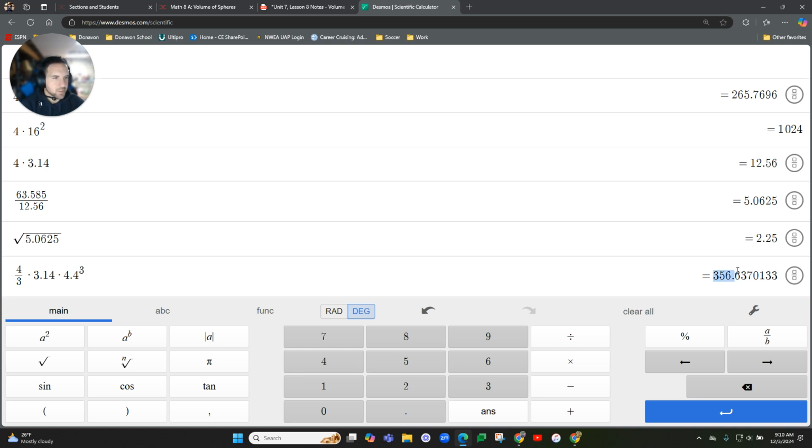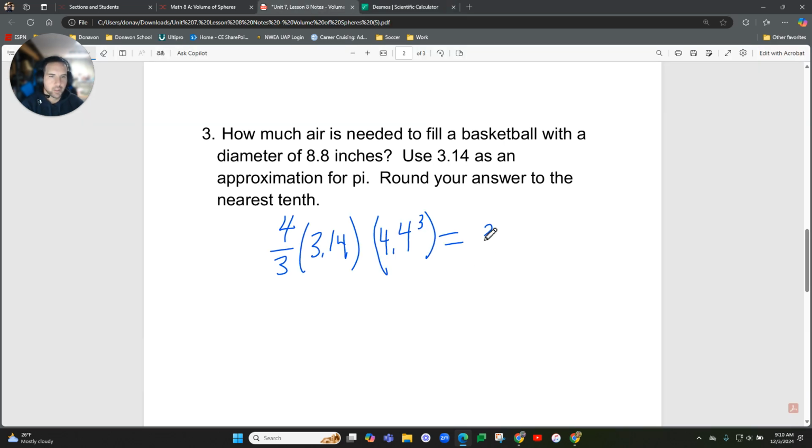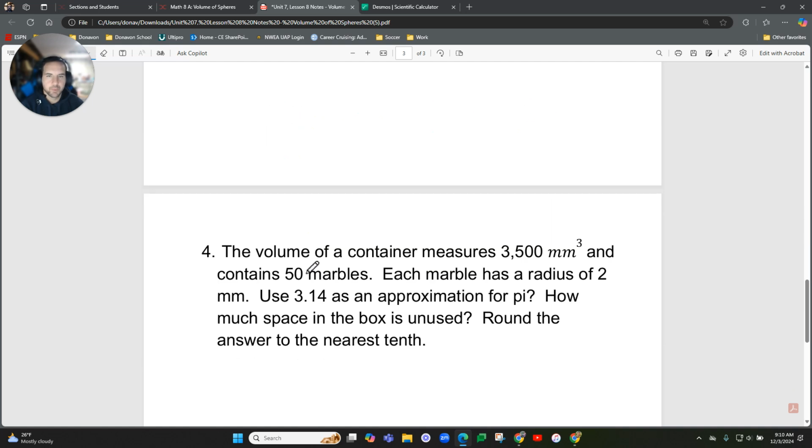It says round to the nearest hundredth, so that would be here, and the number after the 3 is a 7, so I round up. So 356.64. 356.64, and in this case it is cubic inches. And that's it for that one.